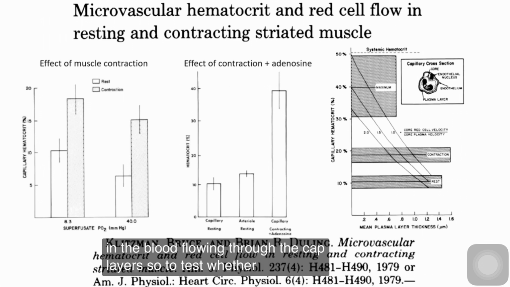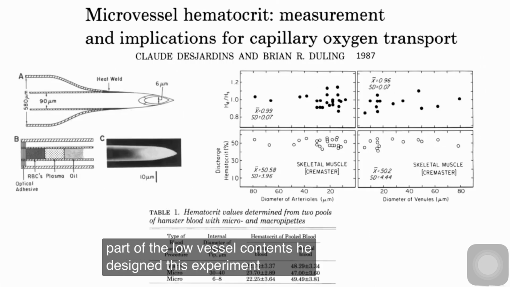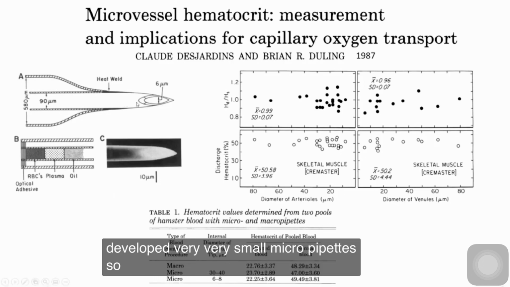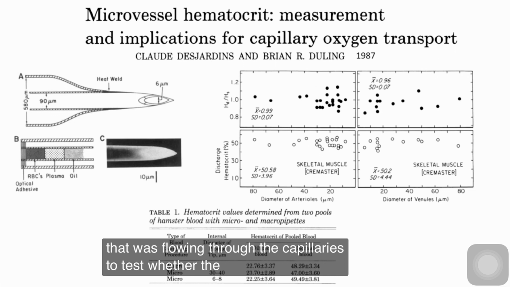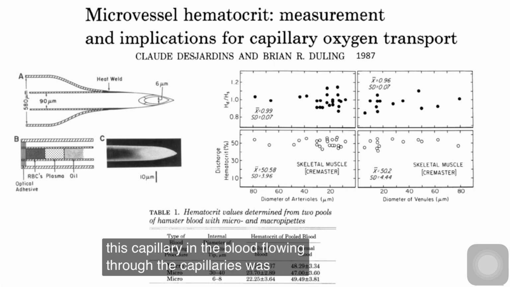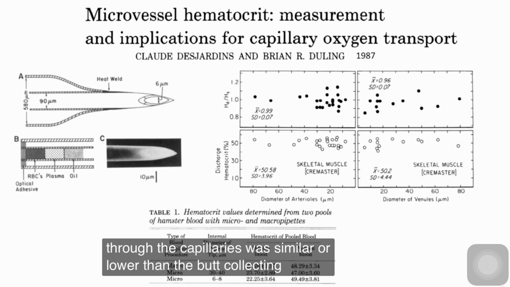So to test whether that was also part of the low red cell contents, he designed this experiment, in which he developed very, very small micropipettes, so hollow glass tubes with a very small and very sharp tip at the end, the size of an individual capillary. And he used these small micropipettes to puncture individual capillaries and to collect the blood that was flowing through the capillaries, to test whether the red cell content in the blood flowing through the capillaries was similar or lower than the blood collected from large vessels.